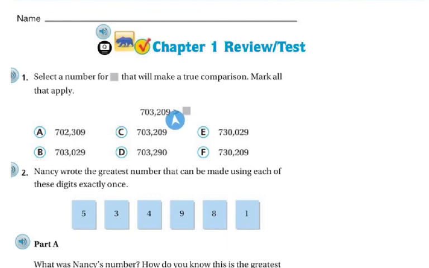And I know that because remember the alligator? You draw the little teeth. The alligator always wants to eat the bigger number. So this number right here is going to be a smaller number. So we're looking for the smaller number.